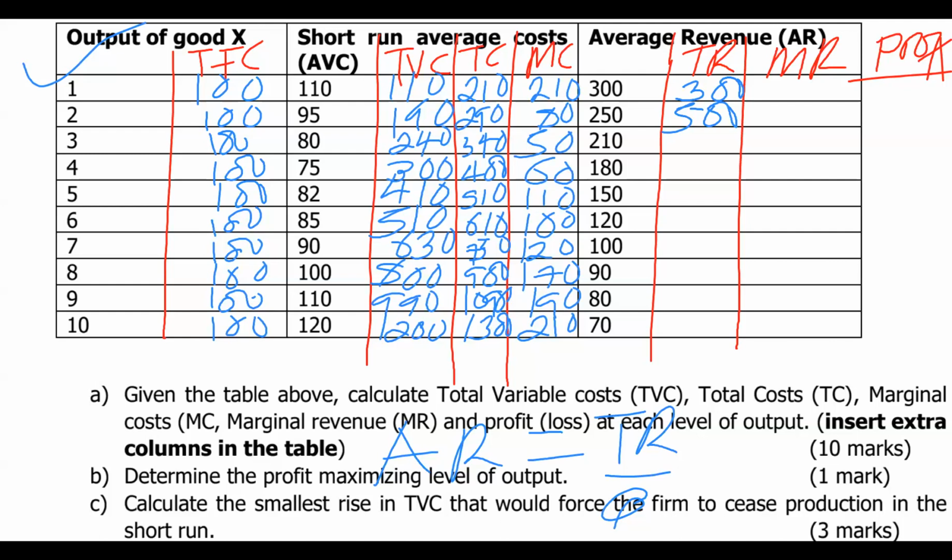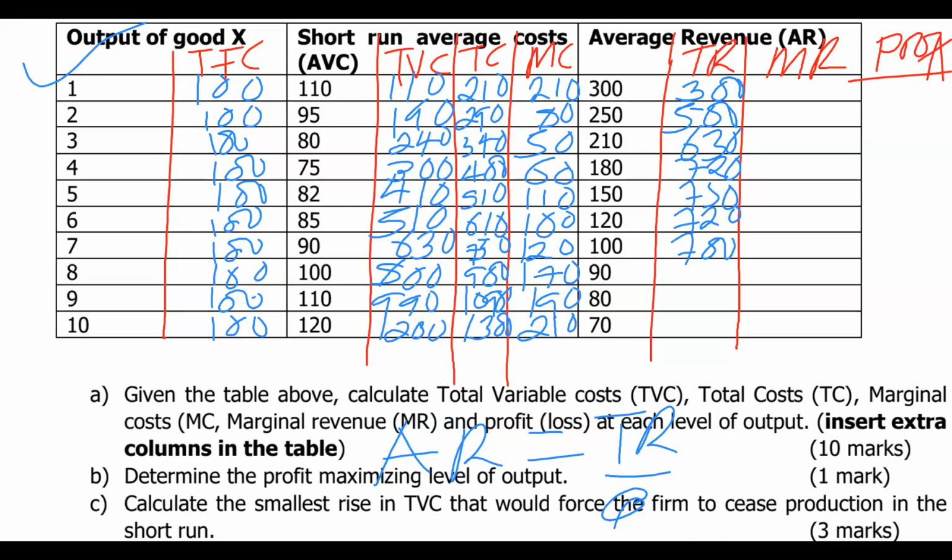So 3 times 210 is 630. So 180 times 4 is 720. And 150 times 5? 750, thank you. So 120 times 6 can be how much? 720. And 7 times 100 should be 700.